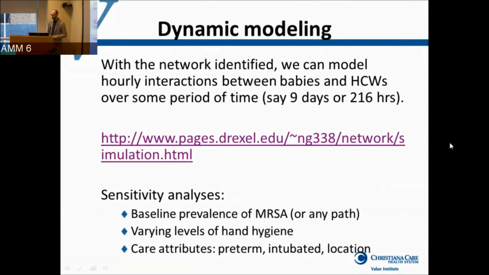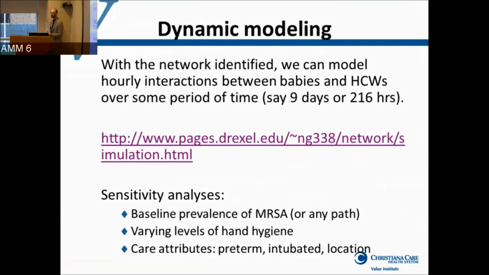Now, what we can do with this, because we've built this care network based on empiric data in our unit, we can start asking different what-if questions. That's the basis of the sensitivity analyses that you'll perform here. So one thing we want to do is just vary the prevalence of MRSA in the unit. Let's start with the case of just 1 colonized baby in the unit.